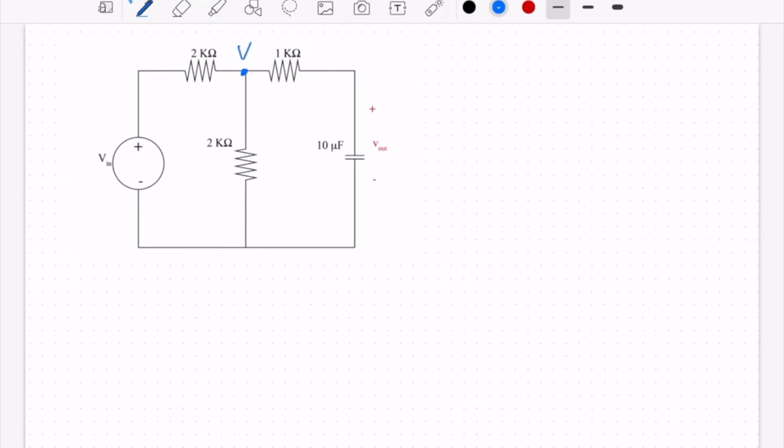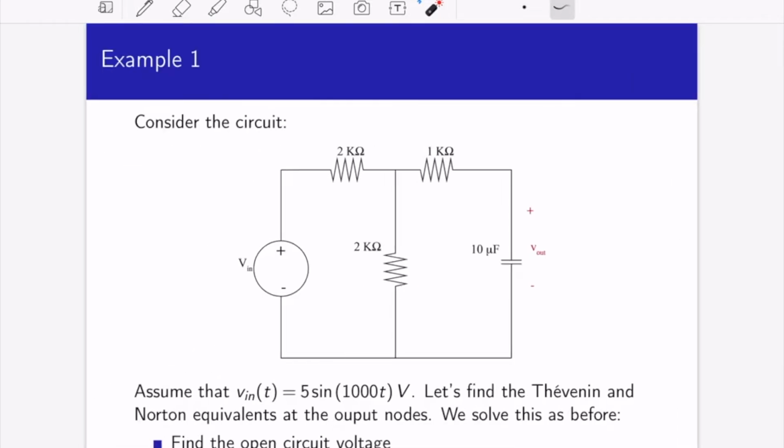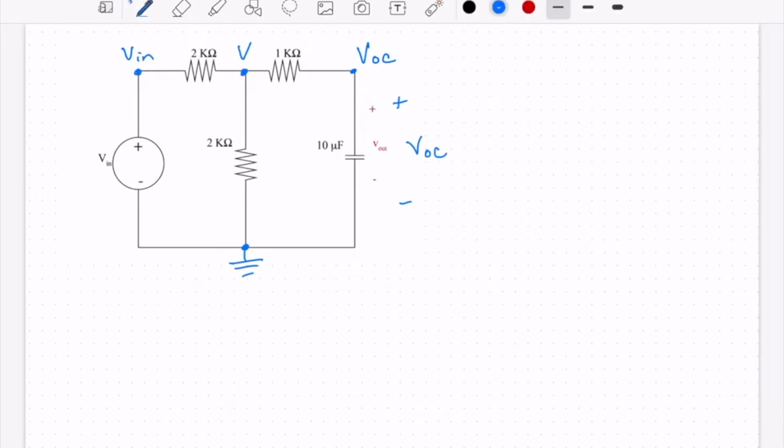I'm going to call this node V. This node over here is Vn, and we're looking for VOC. Okay, VOC is this node right here. It is what is also labeled V out. And then our ground, of course, which we don't usually write in anymore, is down at the bottom. So I have to write two nodal equations, or three if we consider this one here. Of course, that equation is trivial. It's Vn is equal to whatever Vn happened to be. I think it was 5 sine of 1000t, sorry. We'll deal with that later.